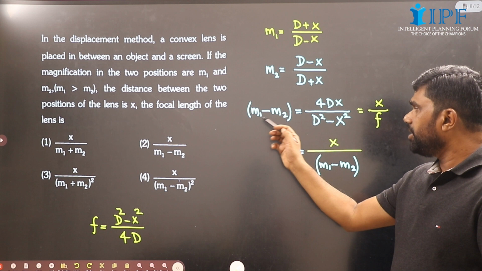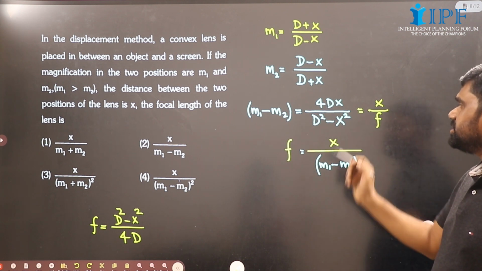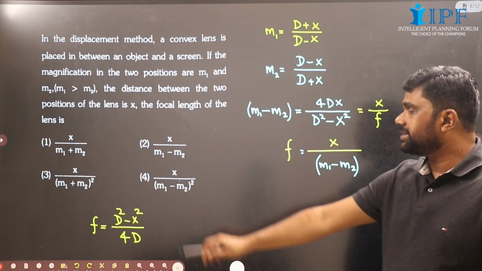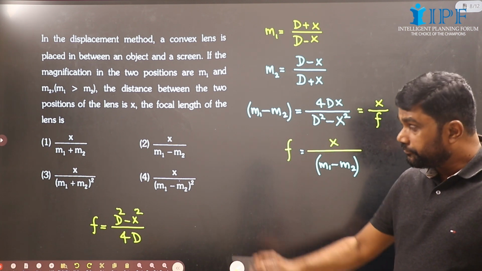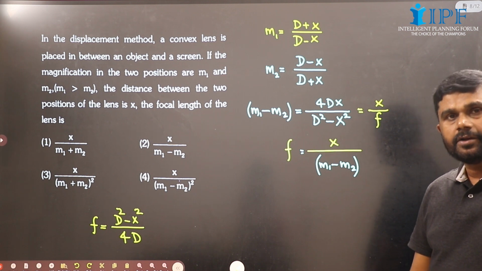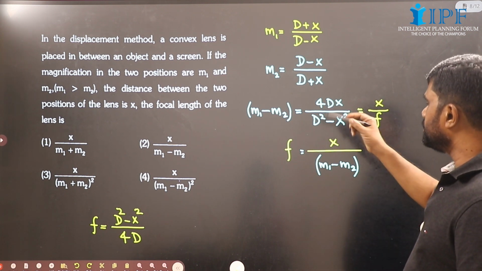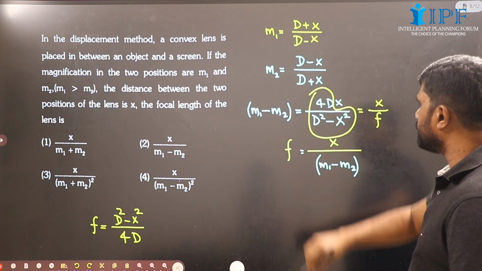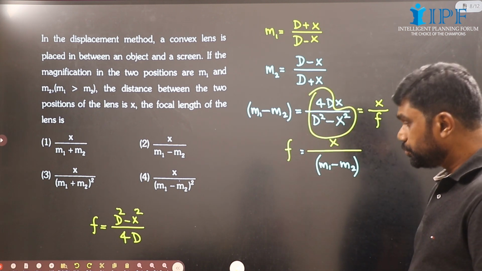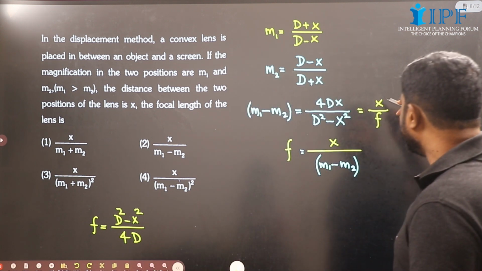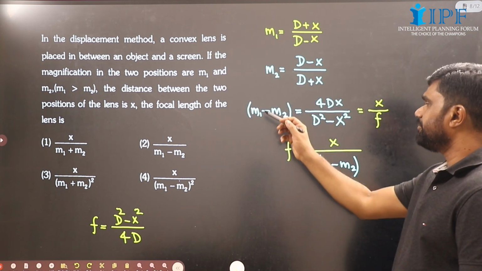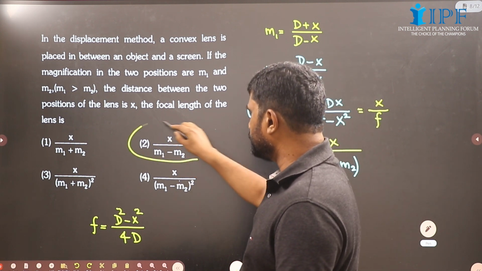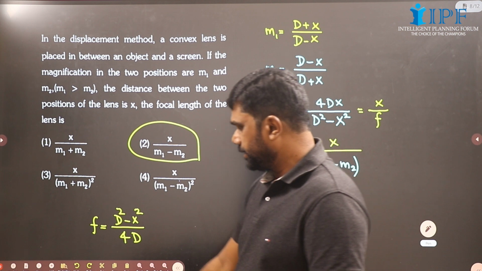Now if you find M1 minus M2, you will get 4DX divided by (D² − X²). Now see, (D² − X²)/4D is F. So 4D/(D² − X²) will be 1/F. So this 4D divided by (D² − X²) is equal to 1/F. So we can write X/F, that is M1 minus M2. So F will be X/(M1 − M2). This is the expression for the focal length.